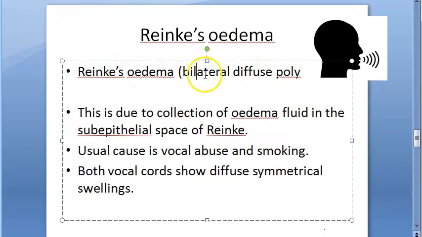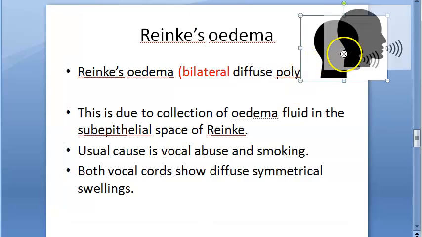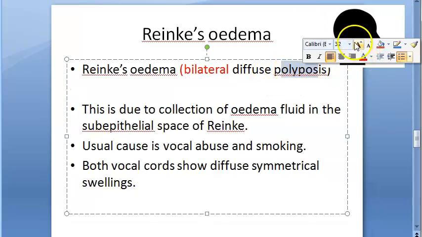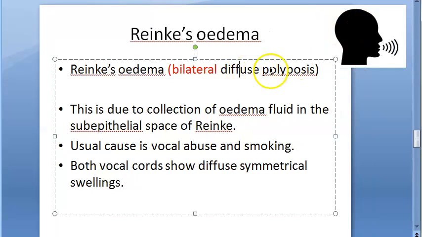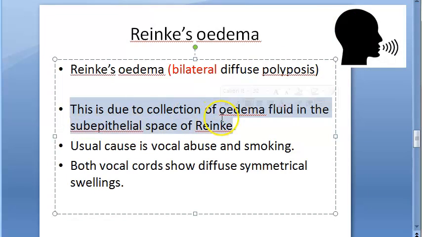So Reinke's edema is bilateral, so it is a bilateral condition, both the sides. Diffuse, meaning is what? All over, diffuse. Polyposis. So why is there? There is collection of edema fluid in the subepithelial space of Reinke.